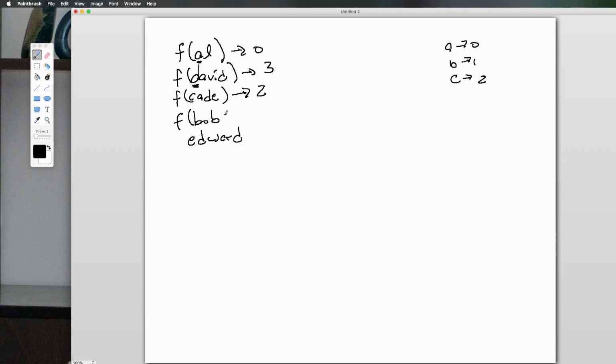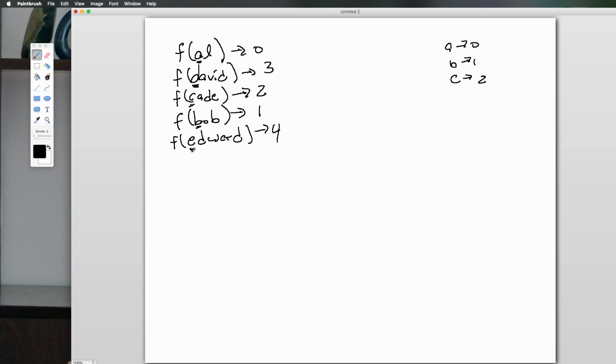And f of B would go to 1. And f of Edward would go to 4. And we see we have a very nice property here. First of all, it is a 1-to-1 mapping. And the other thing we see is that it is onto the set 0, 1, 2, 3, 4. Now, admittedly, this was a very contrived example, and the names happen to be picked because of this nice property.